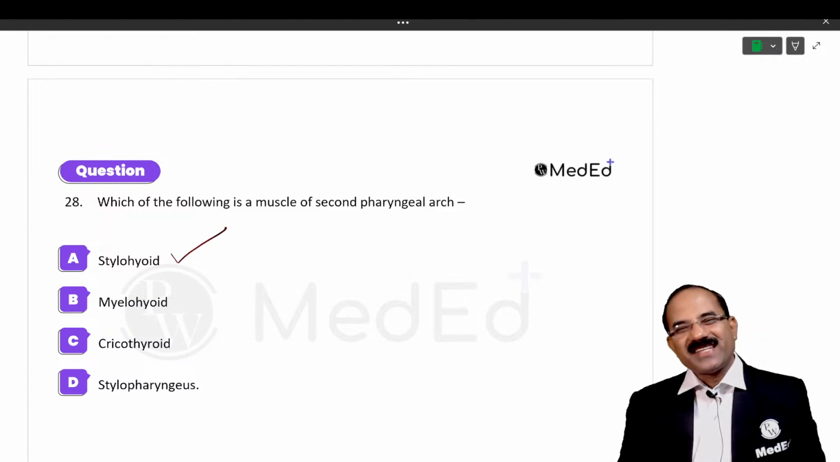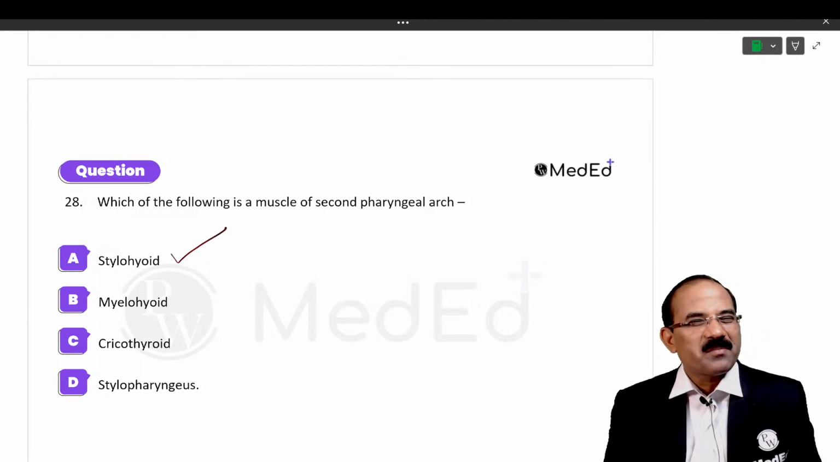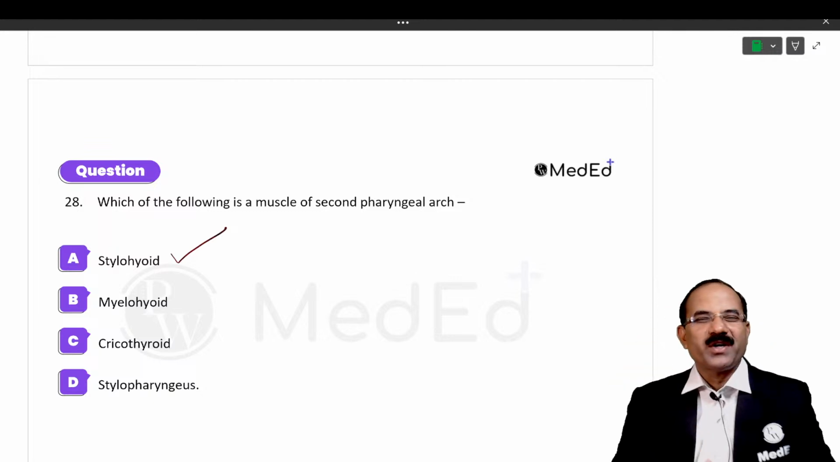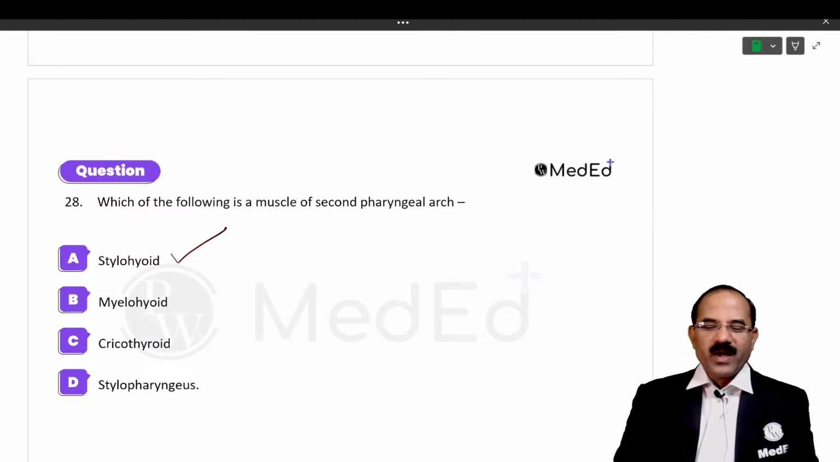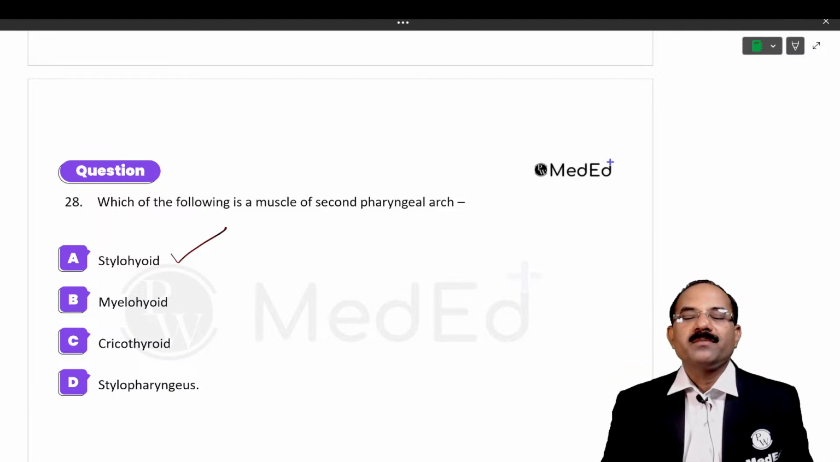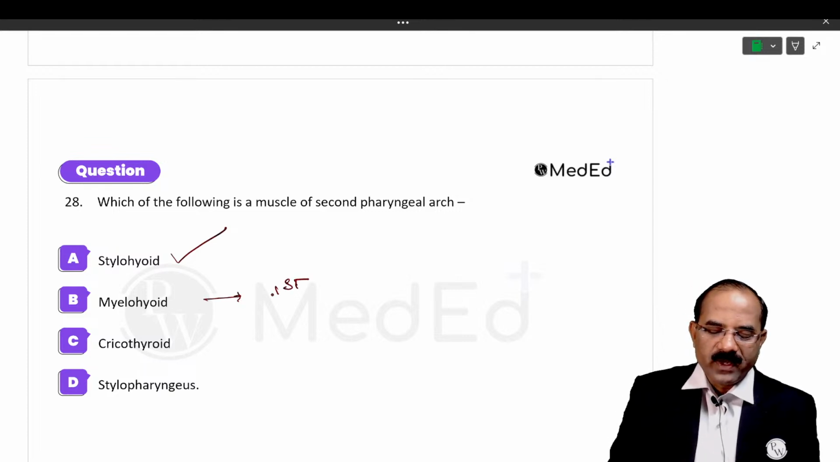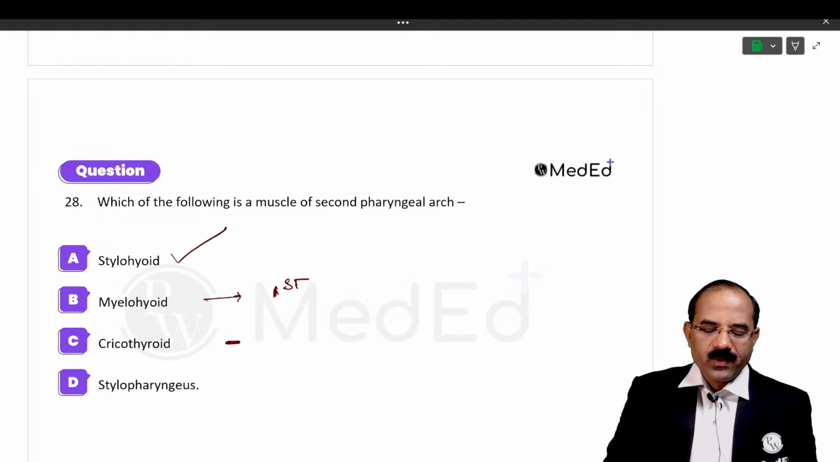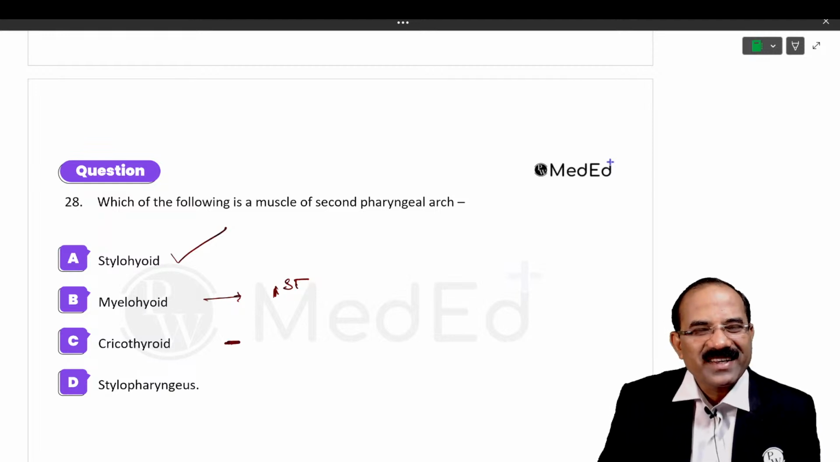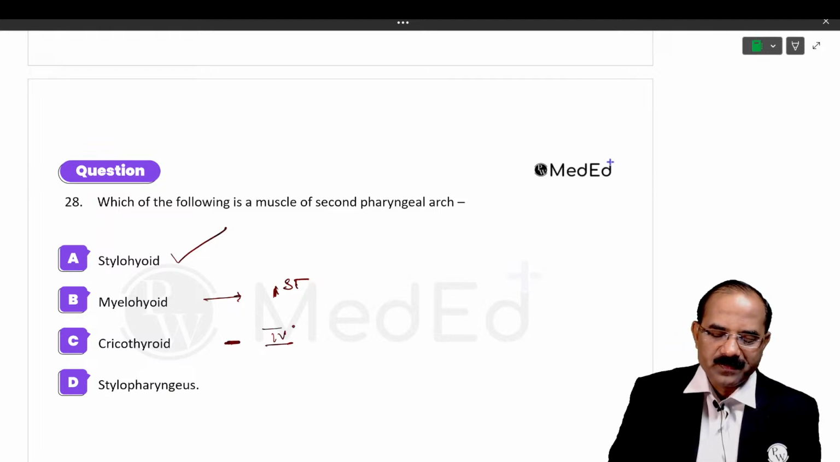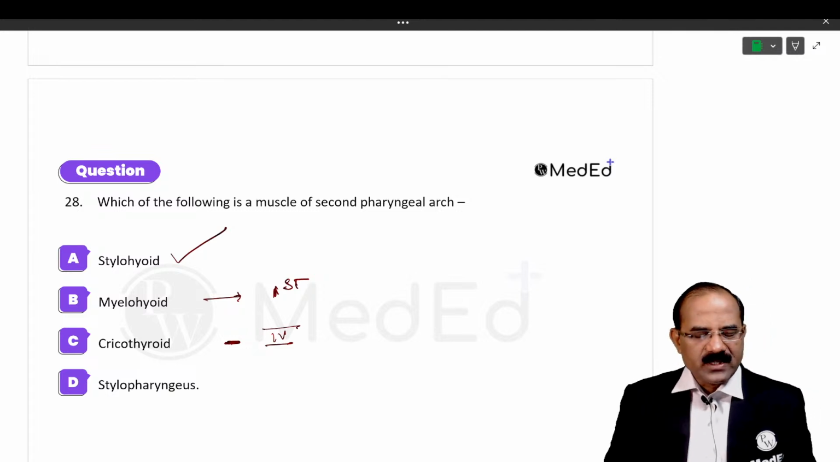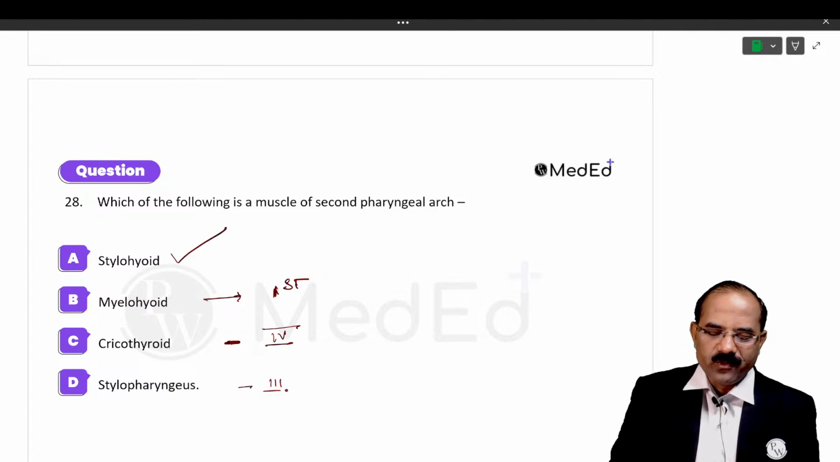Stylohyoid and the posterior belly of digastric, जो हमेशा stylohyoid के साथ होता है. So stylohyoid and posterior belly of digastric are derived from second pharyngeal arch. Mylohyoid is derived from the first pharyngeal arch. Cricothyroid, yes, fourth pharyngeal arch. And stylopharyngeus is derived from the third pharyngeal arch.